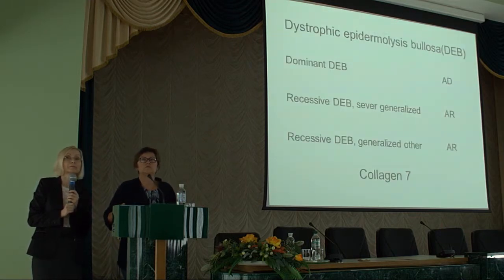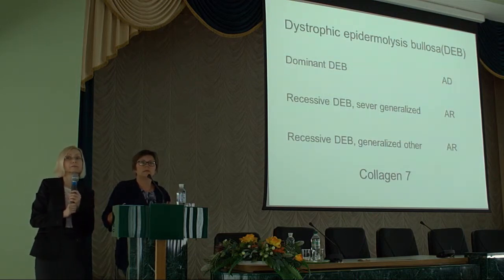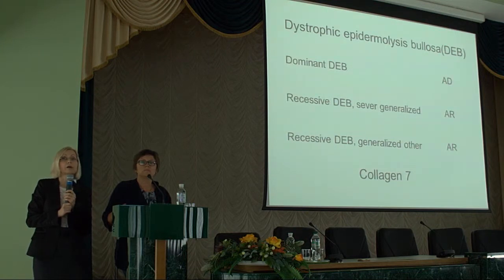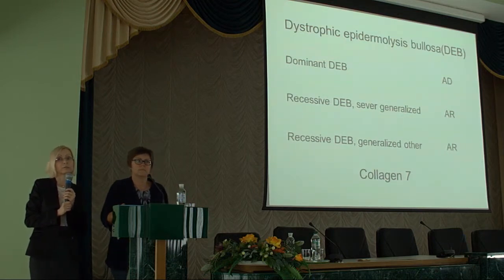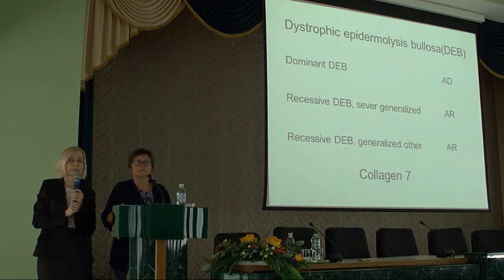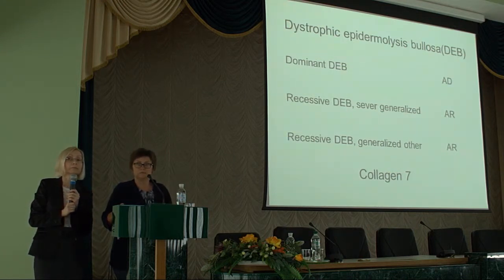Then we have the dystrophic EB. Now we move on to the most complex form. And then we have both dominant and recessive forms. That is always caused by mutation in collagen 7. It is absent, and this is confirmed by antigen mapping. So that would be the anchoring fibrils down to the dermis.